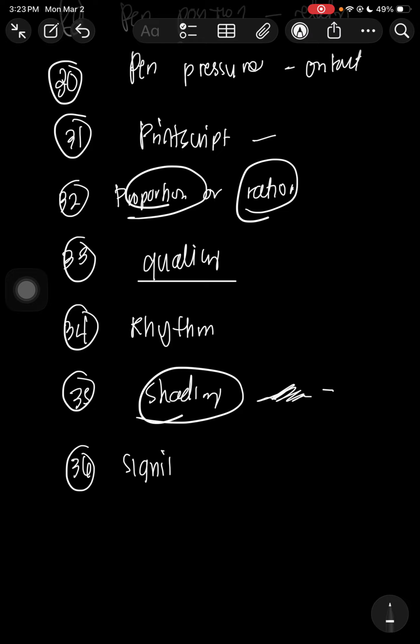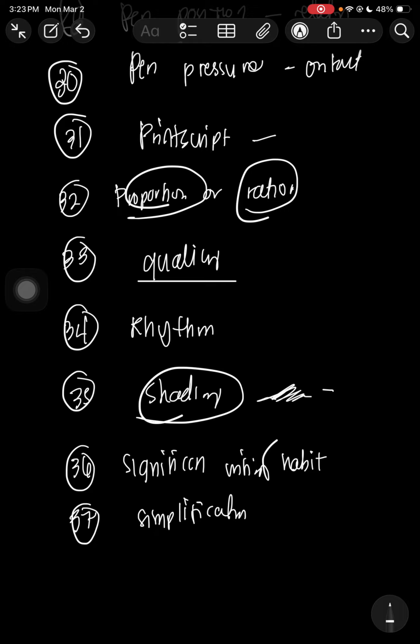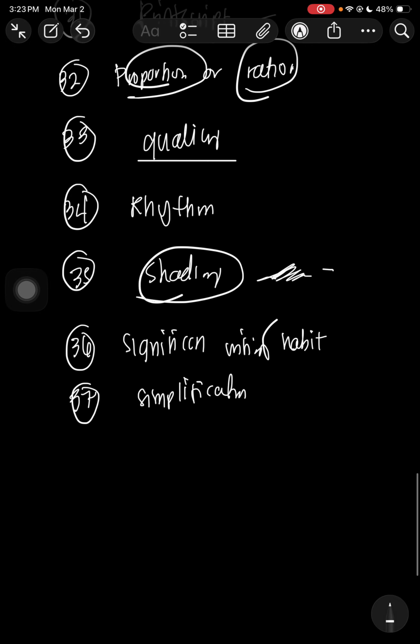Next is the 36, significant writing habit. Dito naman sa significant writing habit, it's any characteristic of the handwriting that is sufficiently uncommon and well fixed to serve as a fundamental point in the identification. No. Next is the simplification. Simplification is eliminating extra or superfluous strokes from the copybook model. Okay? Simplify. 38 is the size.